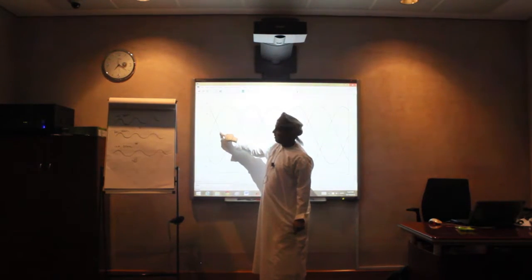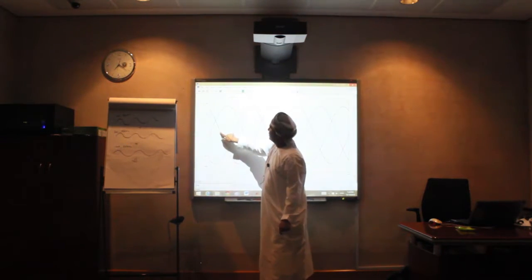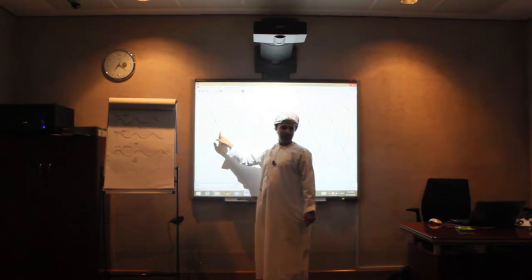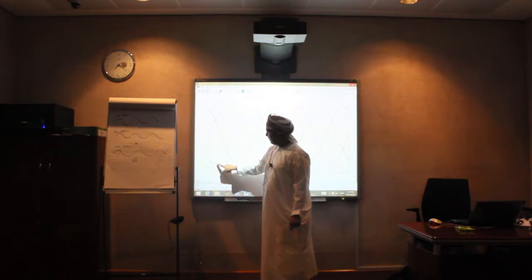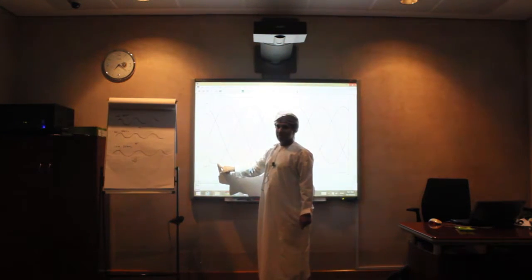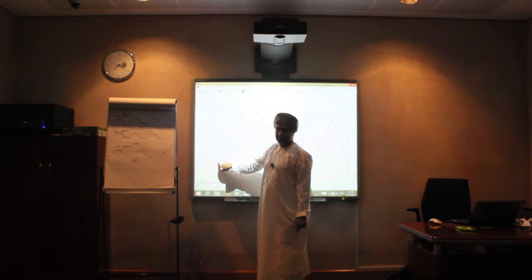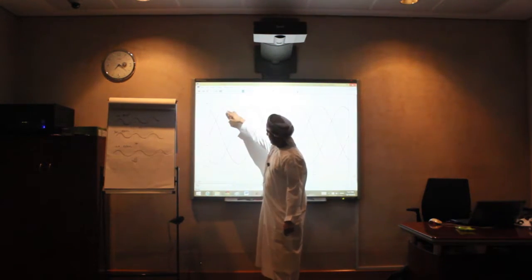What's this? VB, and this is VC. So which switch is connected to VC from the top? 5, right? So still this one and this one are on, and this one? No, and this one on from the bottom leg, right? Which is 6.